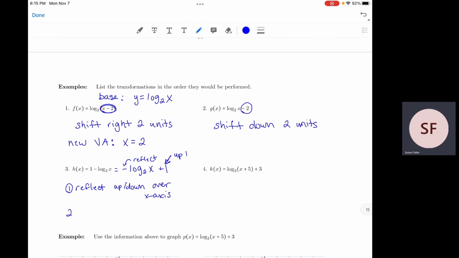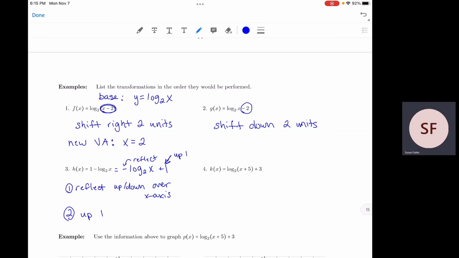And then the second thing that I'm going to do is shift this up and down. So then I'll shift it up 1. Because we don't have any left or right movement, our vertical asymptote will stay exactly where it is, and I don't need to make a note of my new vertical asymptote.